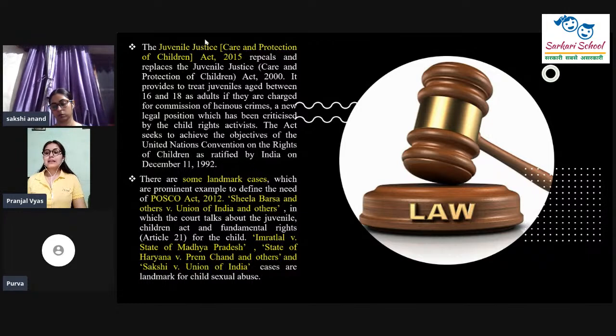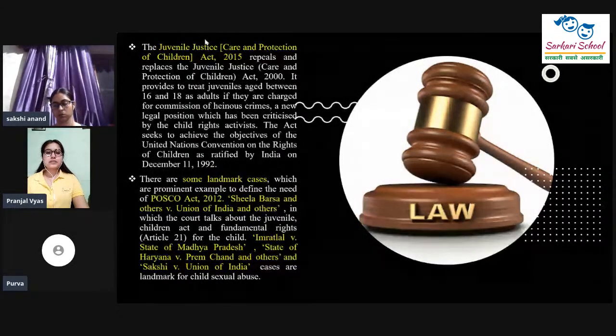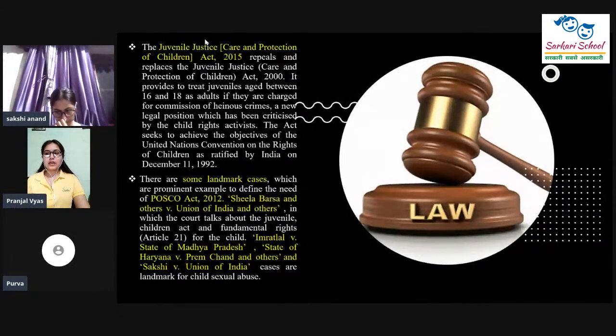Under this act, it provides some criminal responsibility. The age of criminal majority starts from 16 years to 18 years of age, and whosoever commits any heinous or serious crime, it attracts a minimum of 7 years of imprisonment. Also, no child under this act can be awarded a death penalty or life imprisonment.